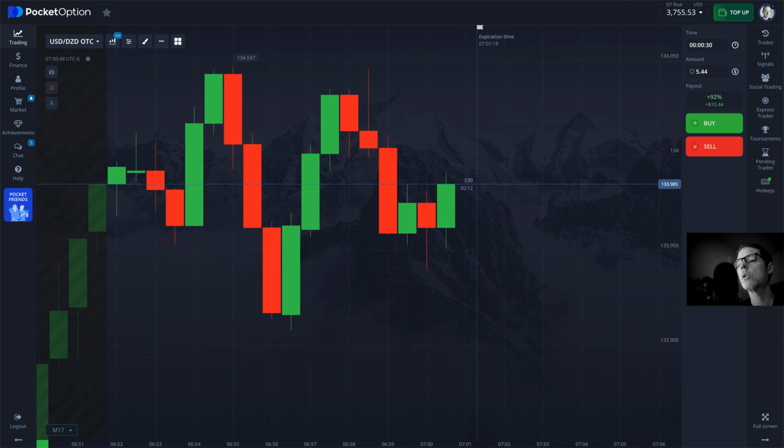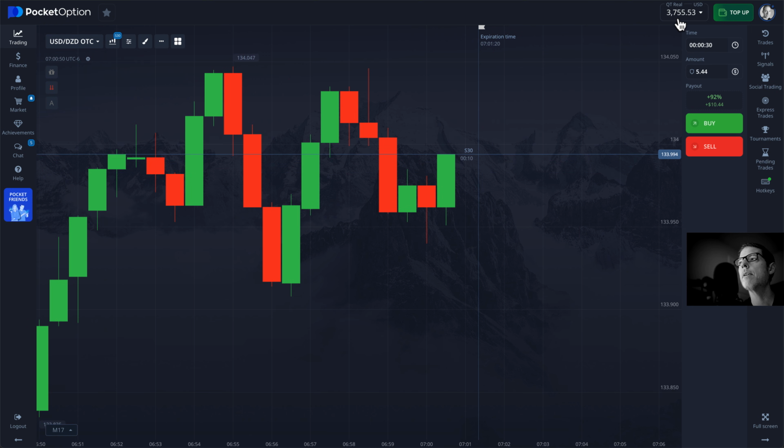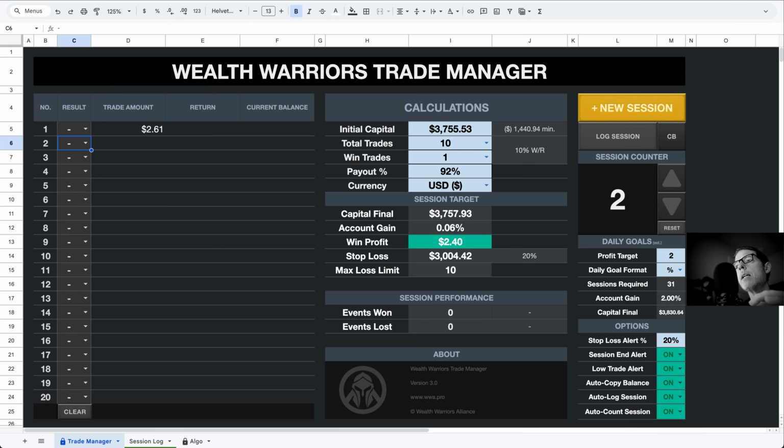37.55.53. Look over in Pocket Option, 37.55.53. I did not have to copy the balance from Pocket Option and enter that into the Trade Manager. It now does it automatically, and that's one of the cool things. Sometimes it's off by a penny or two, maybe 1 or 2 cents. We've tried to get it to match as closely as possible. Guys, we really worked hard on this, so this saves us so much time.